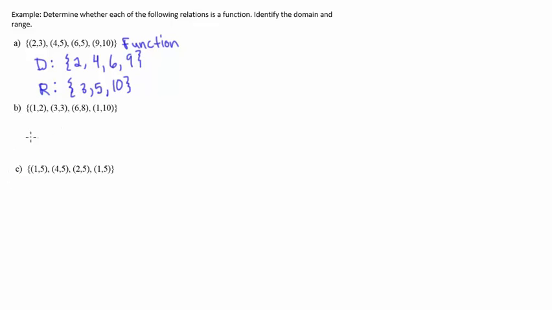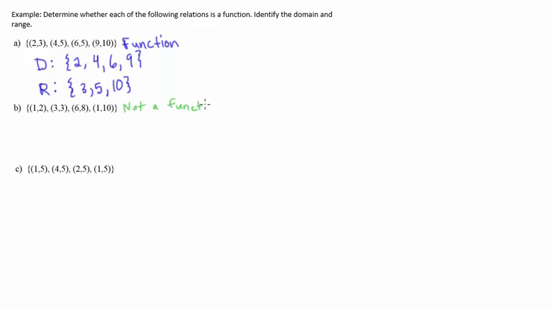On B, we have 1, 3, 6, and 1. And so we repeated an x value. We have 1 comma 2 and 1 comma 10. That means that our input of 1 has two different outputs, which means this is not a function.